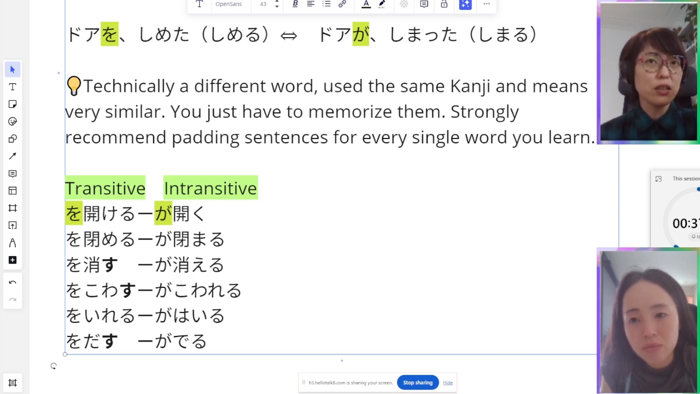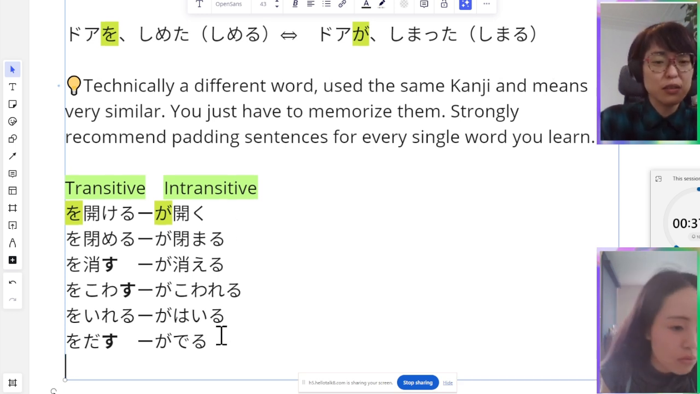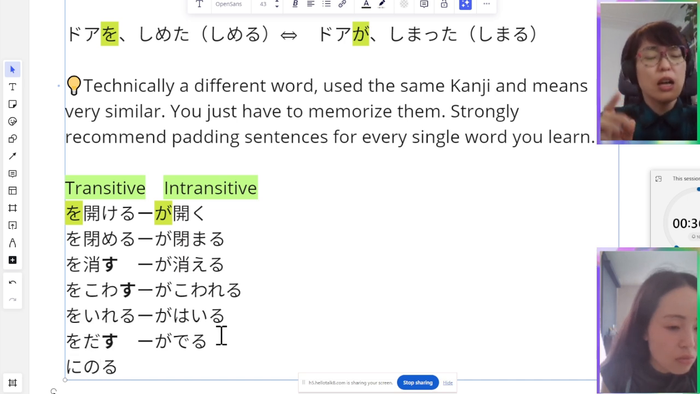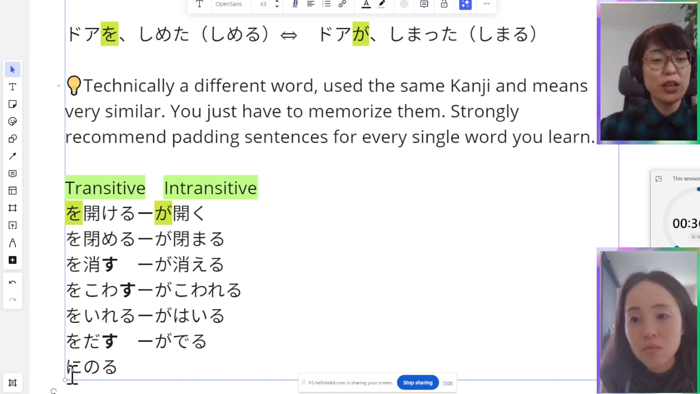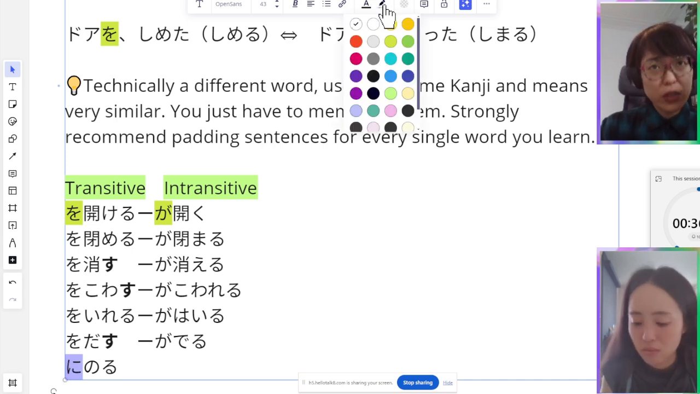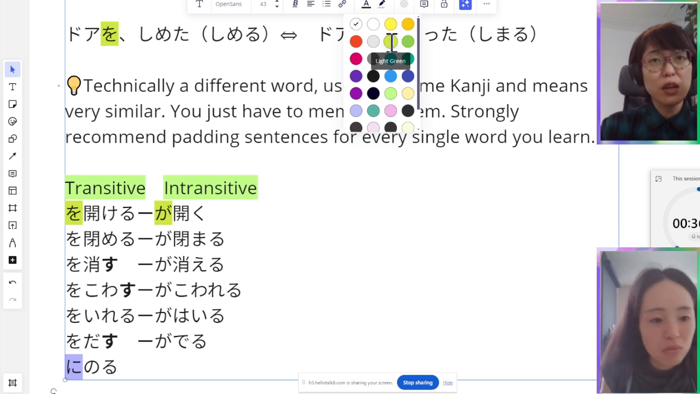So that's what Andy also mentioned. But basically, it's the same thing. So noru doesn't have an intransitive though. バスに乗る. When you encounter a new verb, please be aware: does this verb use a particle? And if so, which particle does this verb take?